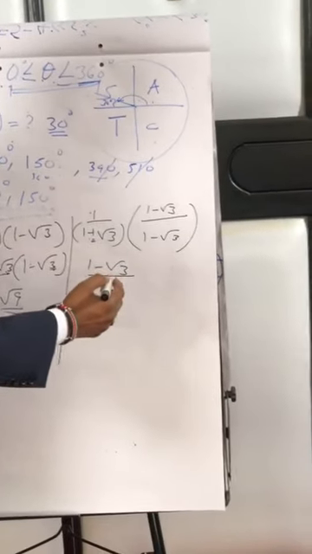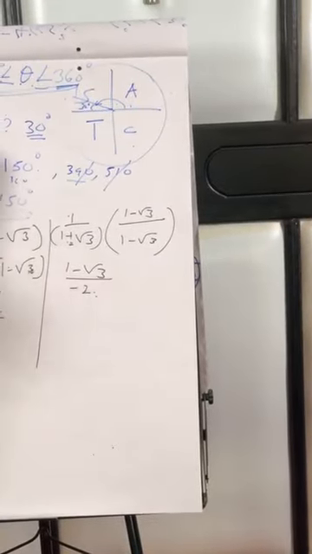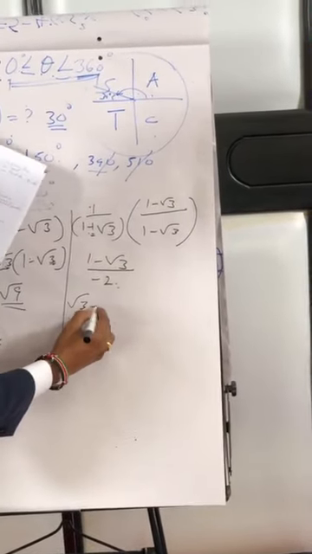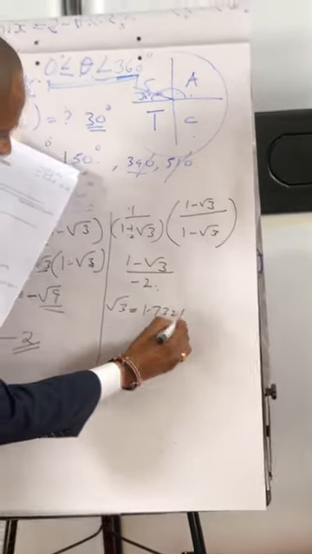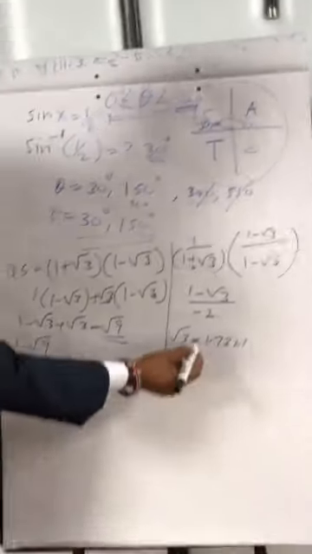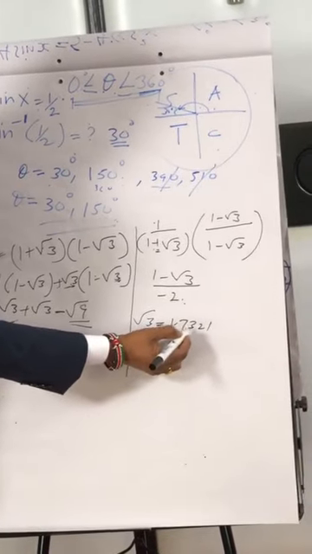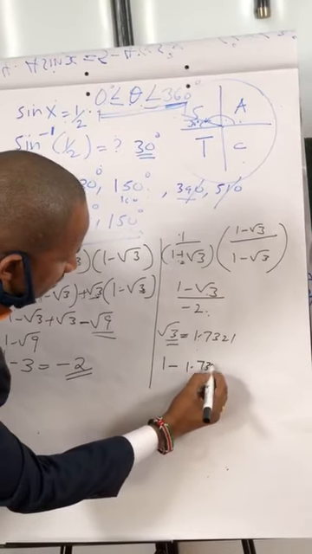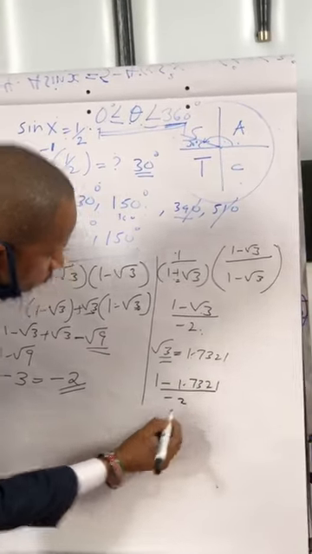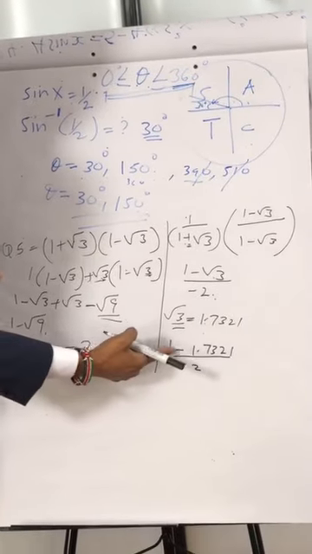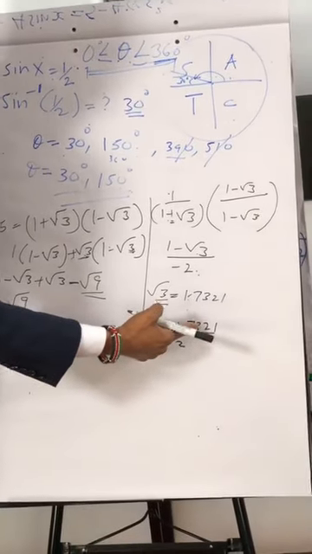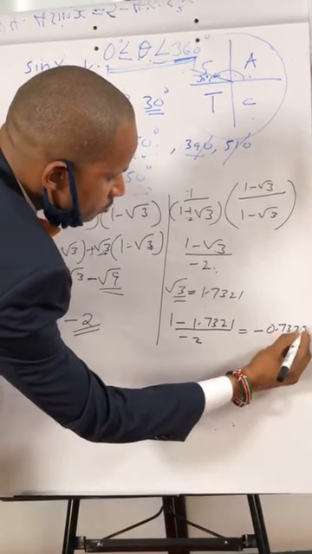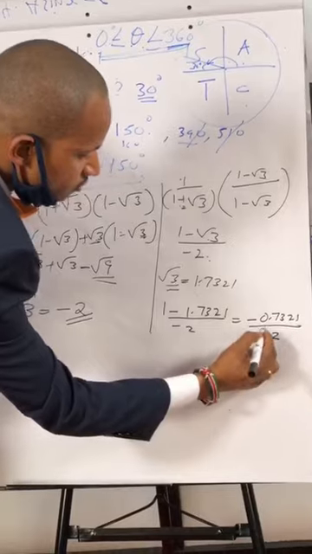Hence evaluate to 3 significant figures. We've also been given that root 3 equals 1.7321. So where there is root 3, you replace it with 1.7321. So we have 1 minus 1.7321 divided by minus 2. Solve the numerator alone: 1 minus 1.7321, you get minus 0.7321. Divide by minus 2.